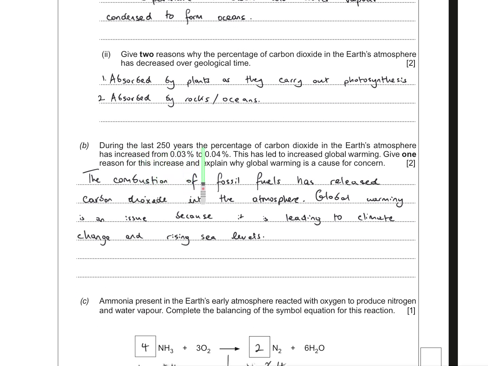During the last 250 years, the percentage of carbon dioxide in the Earth's atmosphere has increased from 0.03 to 0.04, and this has led to global warming. Give 1 reason for this increase and explain why global warming is a cause for concern. So first of all, the reason why we've got more carbon dioxide, the big one, is the combustion of fossil fuels has released carbon dioxide into the atmosphere. You could also have said at this point deforestation. And then our second part is, why is it a concern? Well, global warming is an issue because it is leading to climate change and rising sea levels.